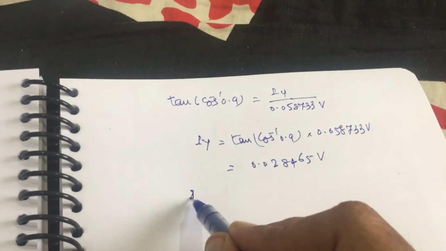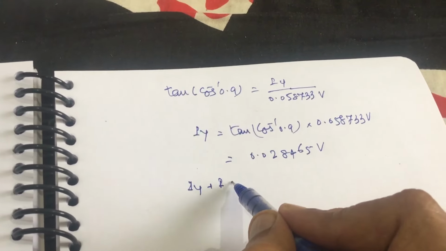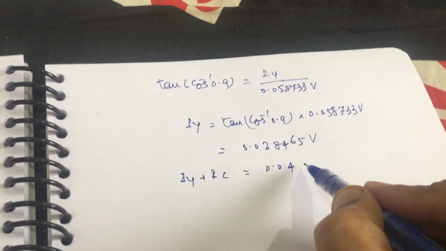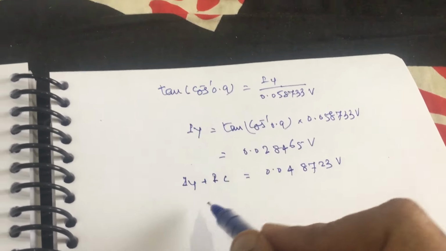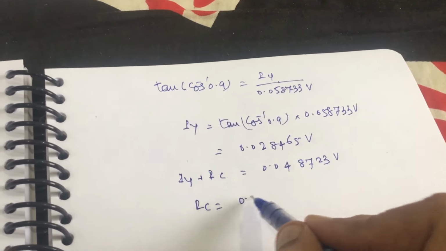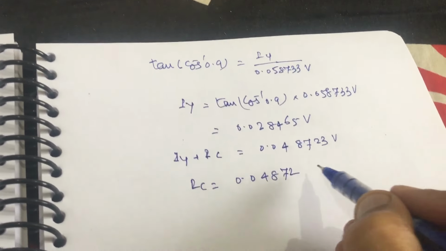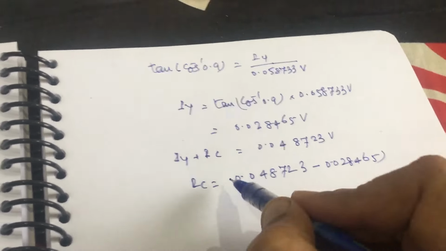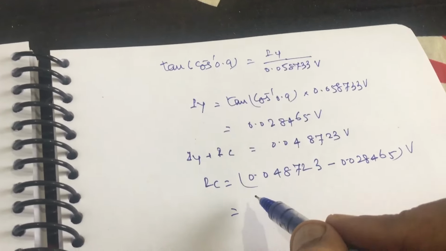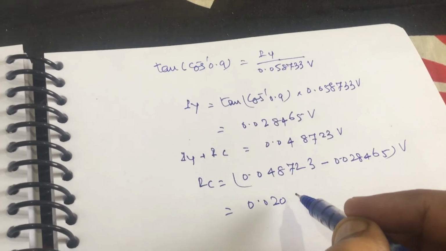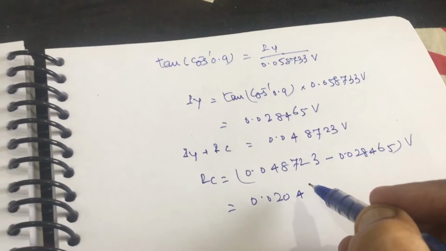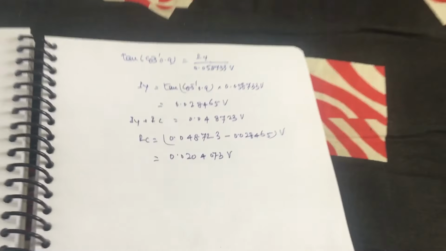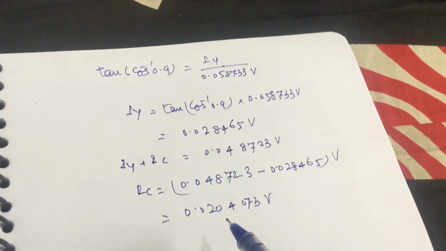So IY plus IC equal to this current 0.48723V. So IC will be equal to 0.48723 minus 0.02845V. Solving this, we get 0.02040 73V. So dear friends, this is how we can calculate the current drawn by the capacitance.